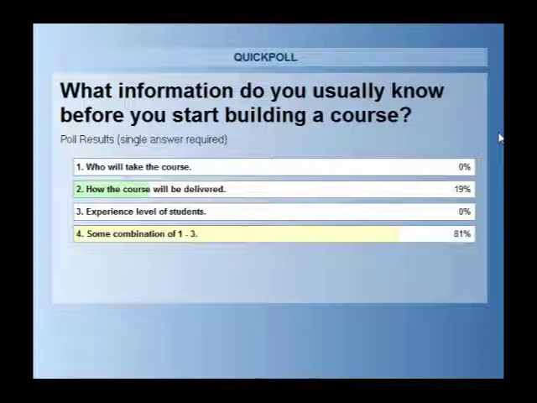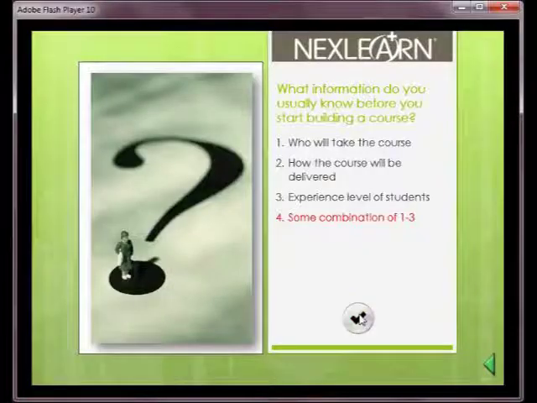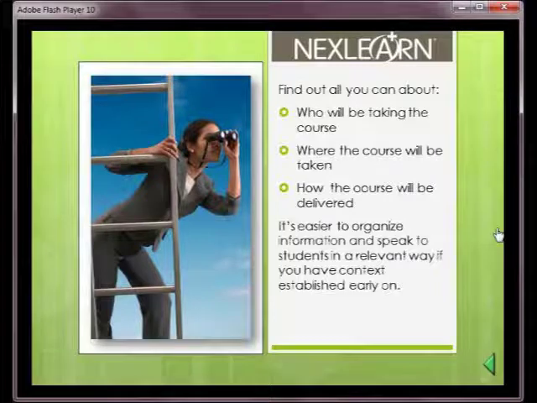It looks like the vast majority of you, as I expected, had a response of number 4, some combination of 1 through 3. And that's a very common answer. So I'll select that. As you prepare to start building your course, you want to find out who will be taking the course, where the course will be taken, how it will be delivered, basic information like that, because it's easier to organize information and speak to your students properly if you have all the context established early on. So the sooner you can establish the basic information of the course, the better.